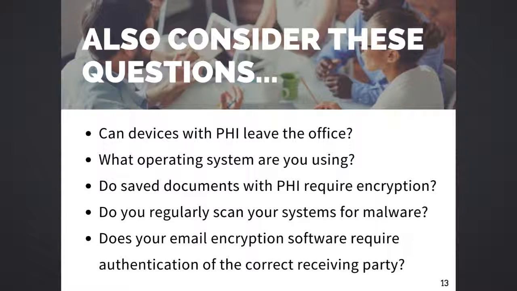Does your email encryption software require authentication of the correct receiving party? This is very important. There are a couple of encryption programs that will encrypt point-to-point, but once it gets to the supposed user, that email is automatically unlocked, and there's no authentication that happens. You really want to make sure that the receiver is authenticating who they are, because many people share devices at home. You want to make sure that Bob's getting that information and not Bob's son or his wife or whatever. He may allow that information to go to his wife, but let him make that decision versus just sending it blindly to that person.